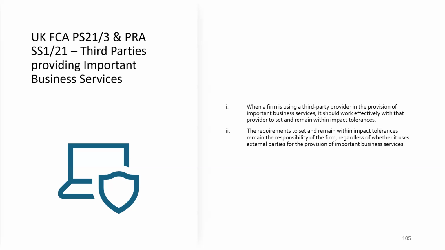So when a firm is using a third-party provider, it must work with that provider to set and remain within impact tolerances in the event of a business disruption. And whether a firm uses external third parties or contractors or not, the requirements to set and remain within impact tolerances still remain the responsibility of the firm, senior management and the board, essentially. Senior management and the board will remain accountable for the setting of impact tolerances and the overall operational resilience program.